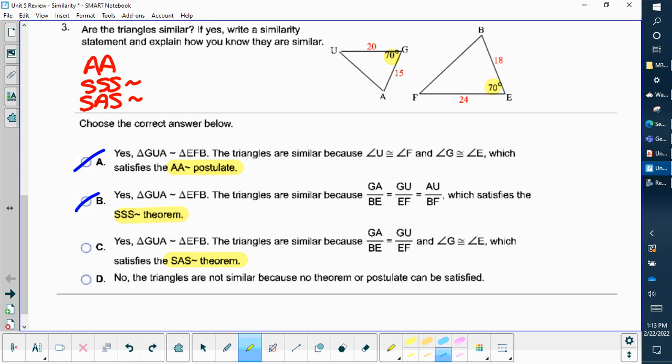Let's match up some corresponding sides and see if they are what we call proportional. I notice 15 is the smallest number in the small triangle, which means it has to correspond with 18. 20 is the largest number, so it has to correspond with 24. I don't care which way you do it, small over big, big over small, but once you do it, you have to be consistent. So let's say maybe I choose small over big.